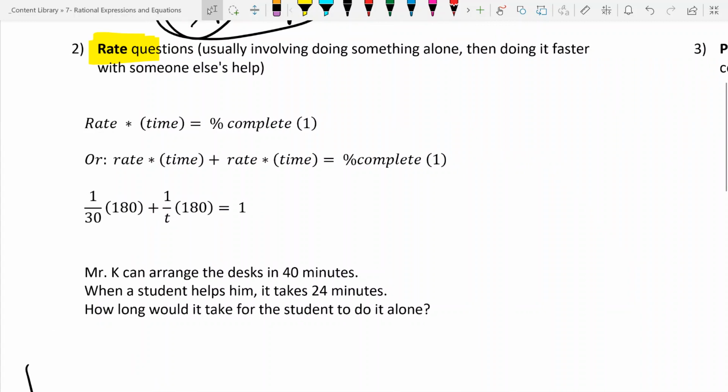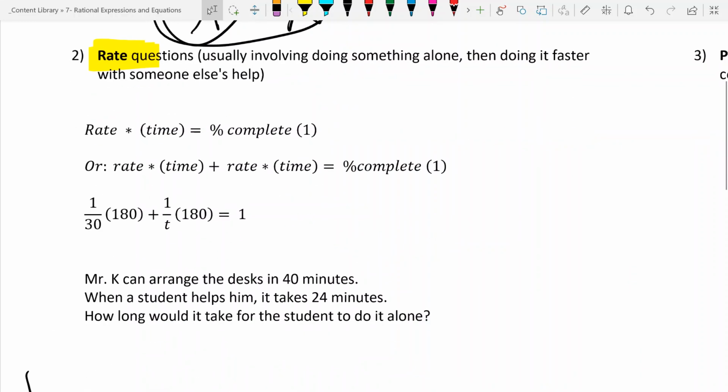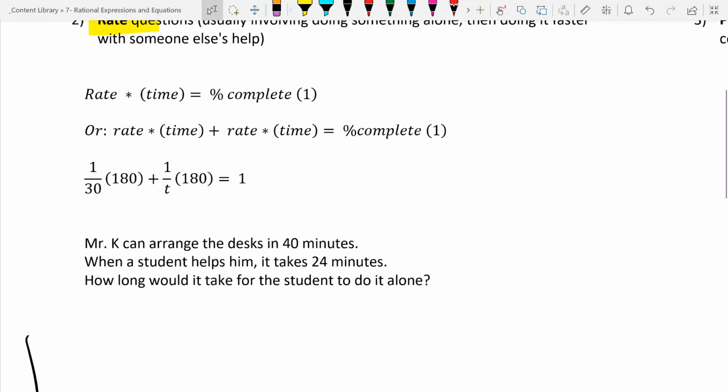The rate questions almost always involve someone doing a job, doing something. So for example, Mr. K can arrange the desks in 40 minutes, so that's his job, whatever. But then if someone helps him, this is the new time it takes. So the way we're going to set this up is that we're going to think of this as a percentage. So on this side, we're going to say it's 100% complete. It's how long it takes them to finish 100%. But when we write percent, we just write 1.